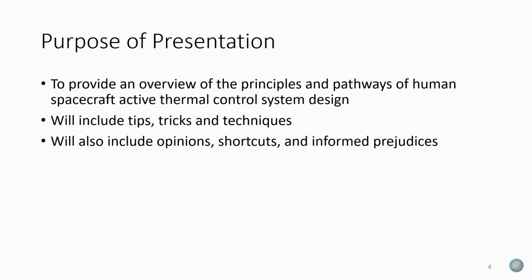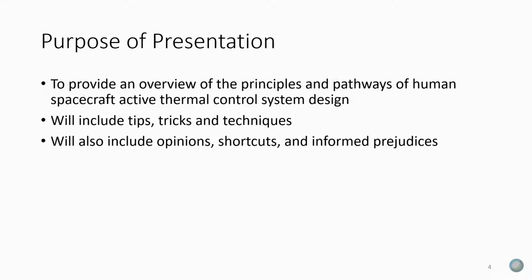What we're trying to do here is give you an overview of the principles and ways that we go about designing active thermal control systems for human spacecraft. I'm going to include some tricks, some tips, and some techniques. The alliteration is easy to write, hard to say. I'm also going to give you my opinions, some shortcuts that you can use, and informed prejudices. When I say informed prejudices, that's really things like, if you're putting together some sort of conceptual design, somebody might ask why didn't you do it this way? And there's a reason that you didn't do it that way.